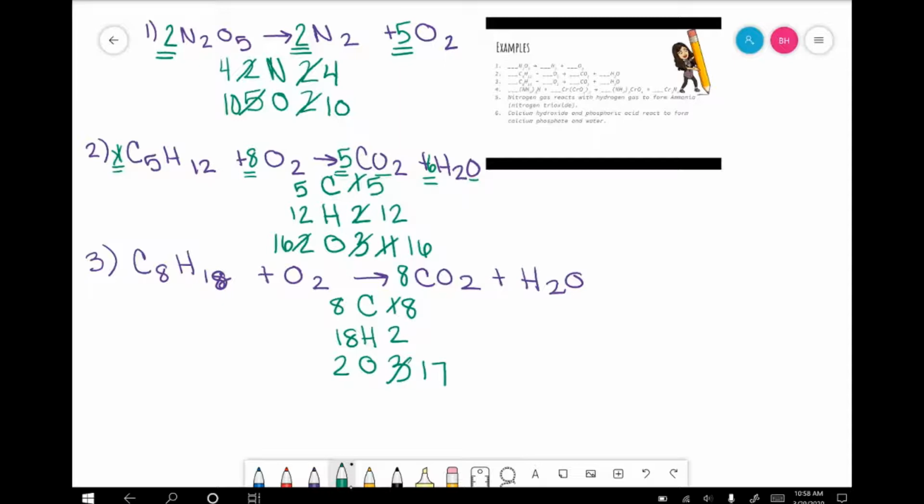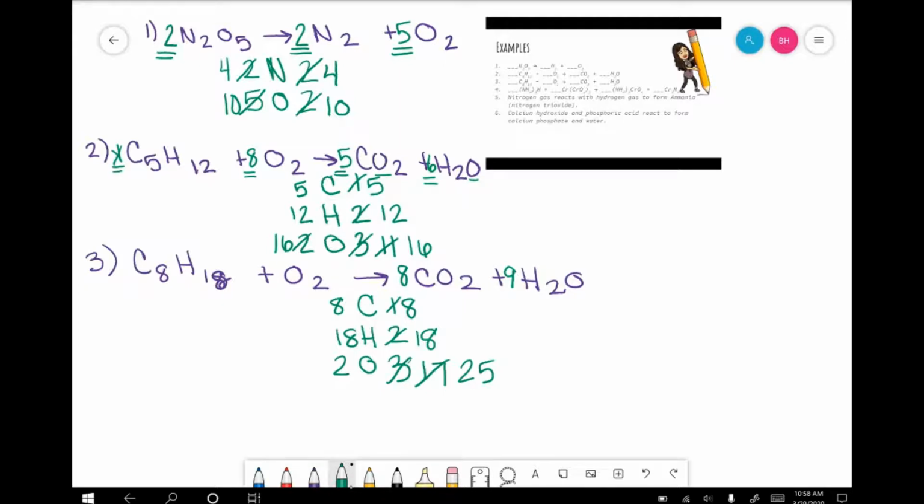Let's go ahead and work with my number of hydrogen. In order to make this equal 18, I'm going to go ahead and put a 9 in front of here. That changes that to be 18. And then I have 16 plus 9, which is 25. Now this is where it becomes a little bit challenging, because if you look at oxygen and the numbers that you have on each side, you have 2 and you have 25.